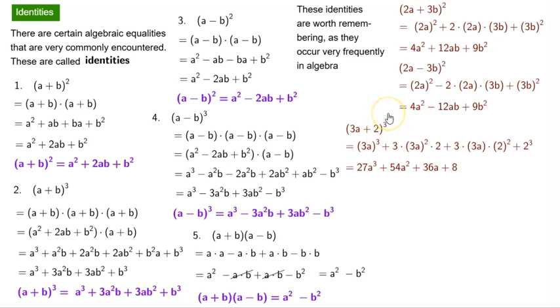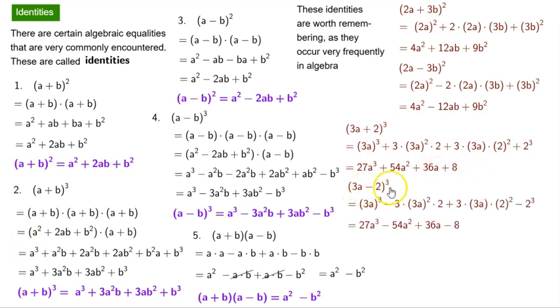3A plus 2 cube. So instead of going through all these steps, we can use the identity A cube. Here A is 3A. So 3A cube plus 3 times A square. So 3 times 3A square times 2 plus 3 times 3A times 2 square plus 2 cube, which gives us 27A cube plus 54A square plus 36A plus 8.